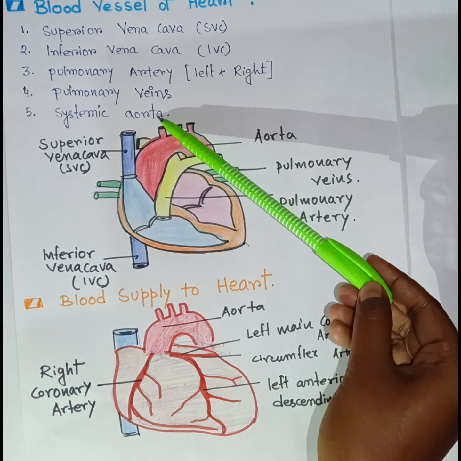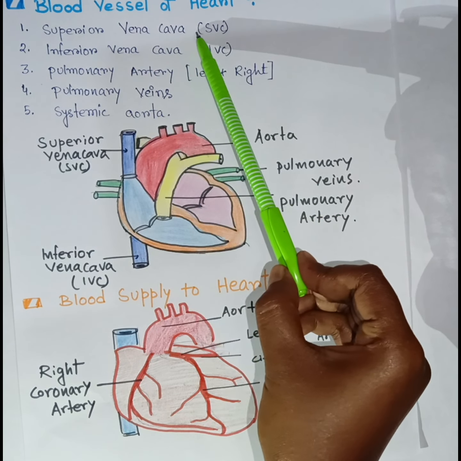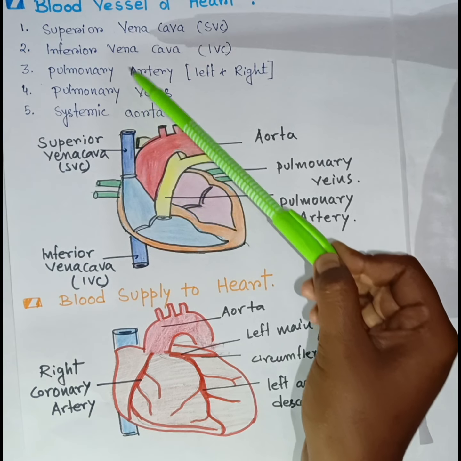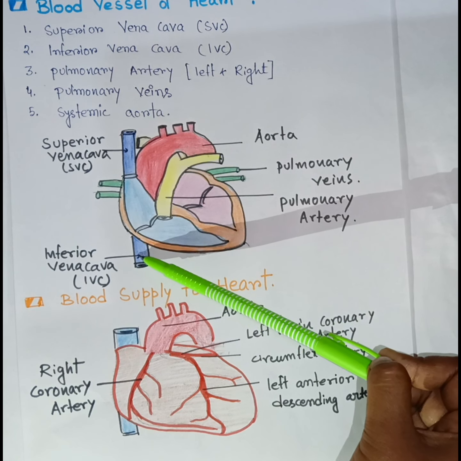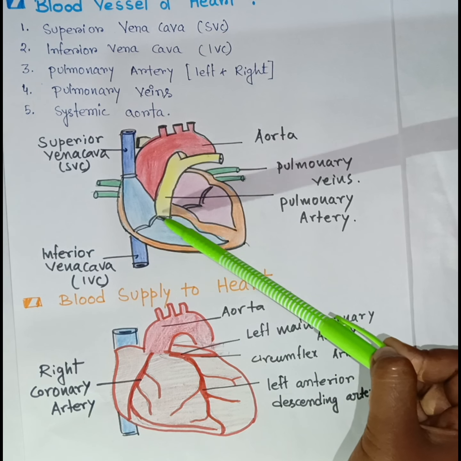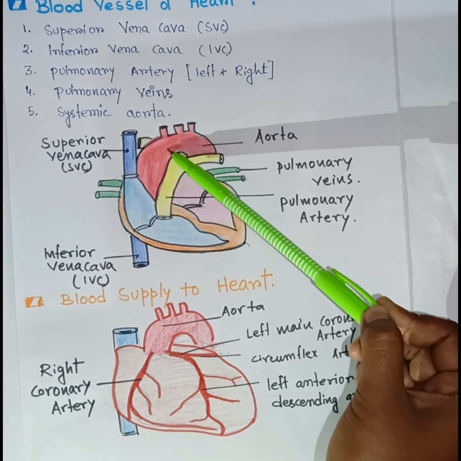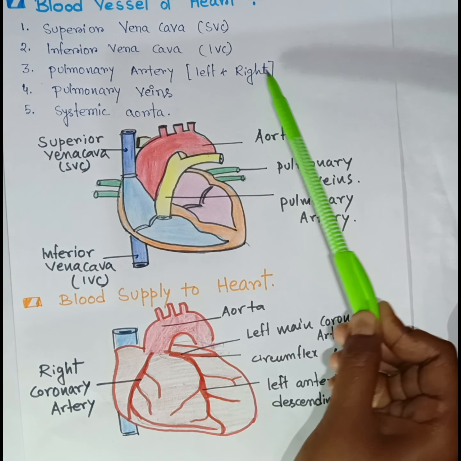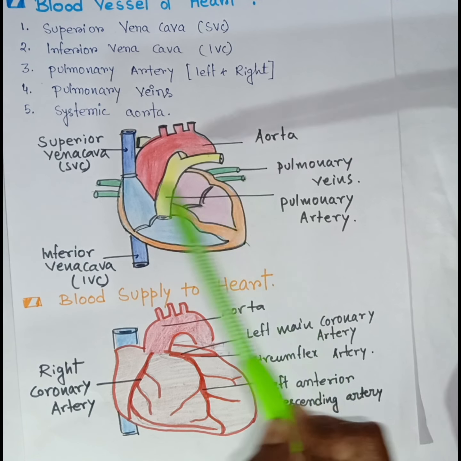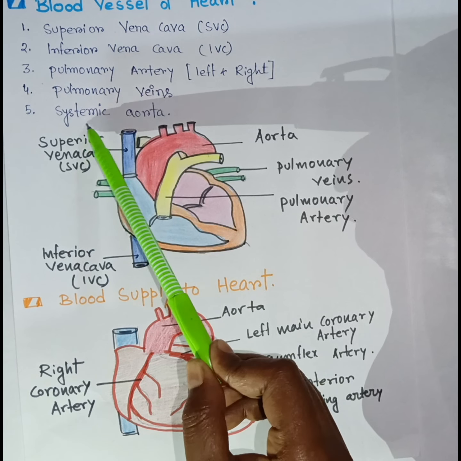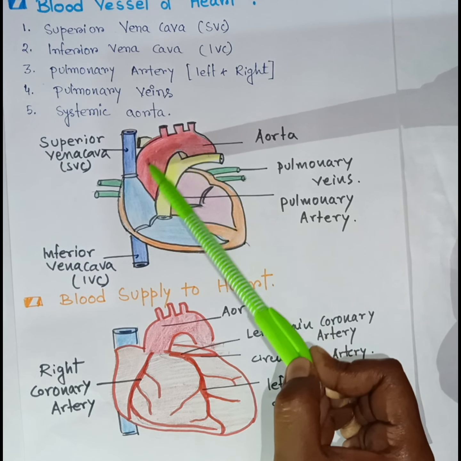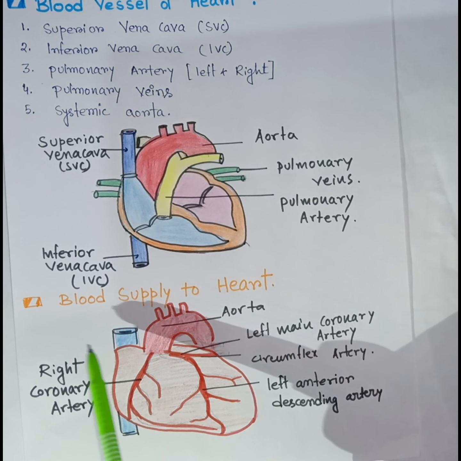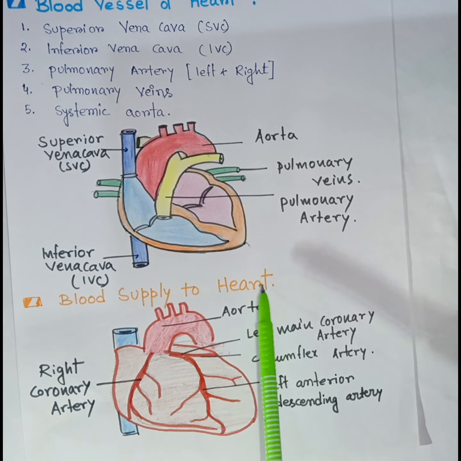Now, blood vessels of our heart. There are 5 main blood vessels: superior vena cava, SVC, inferior vena cava, IVC, pulmonary artery. This is the pulmonary trunk and it divides into left pulmonary artery and right pulmonary artery. And pulmonary veins, there are 4 pulmonary veins, and systemic aorta. This is the systemic aorta.